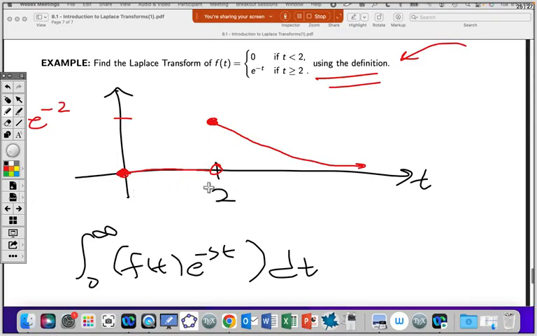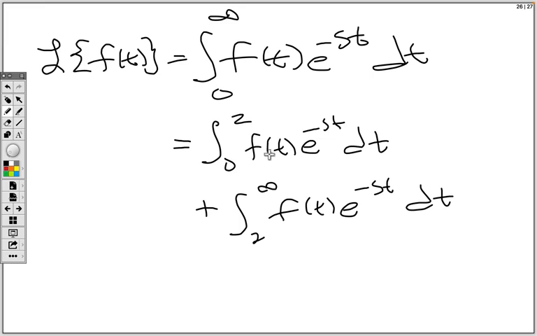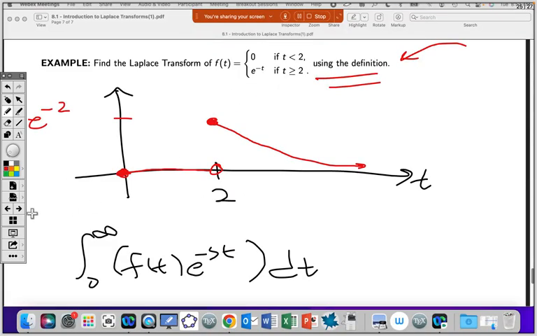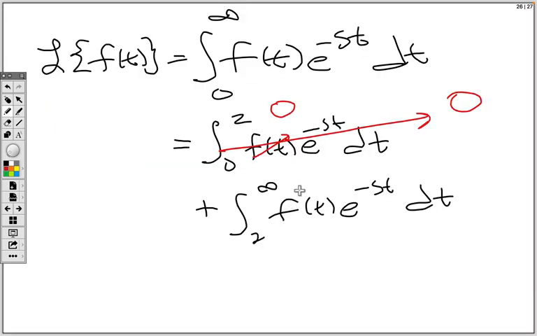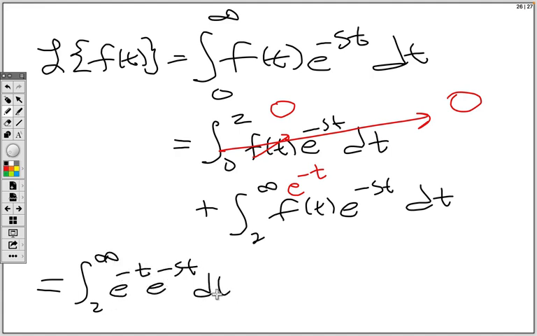And for the first 2 seconds of its life, there's nothing. So this is 0. So that's going to just 0 out. And then for t bigger than or equal to 2, it's e to the minus t. So I can put an e to the minus t in here. All right, so we can just go back here. Now I'm integrating from 2 to infinity, e^(-t) e^(-st) dt.